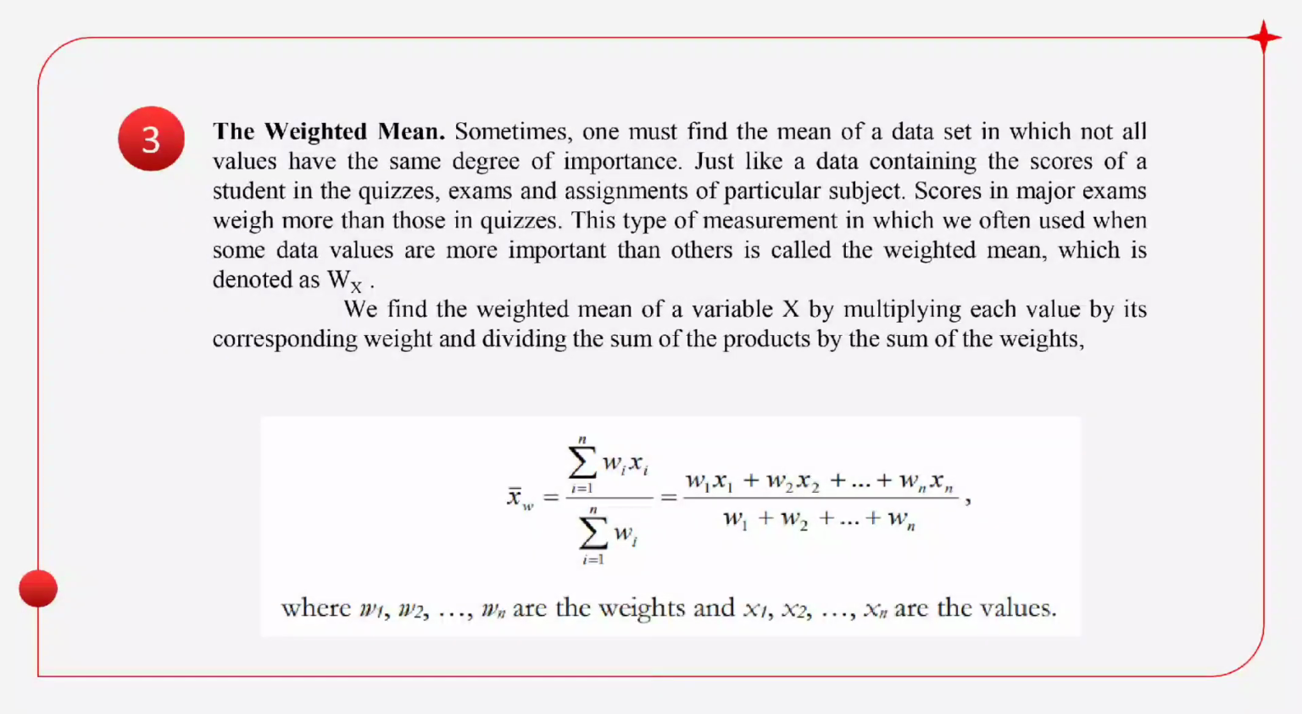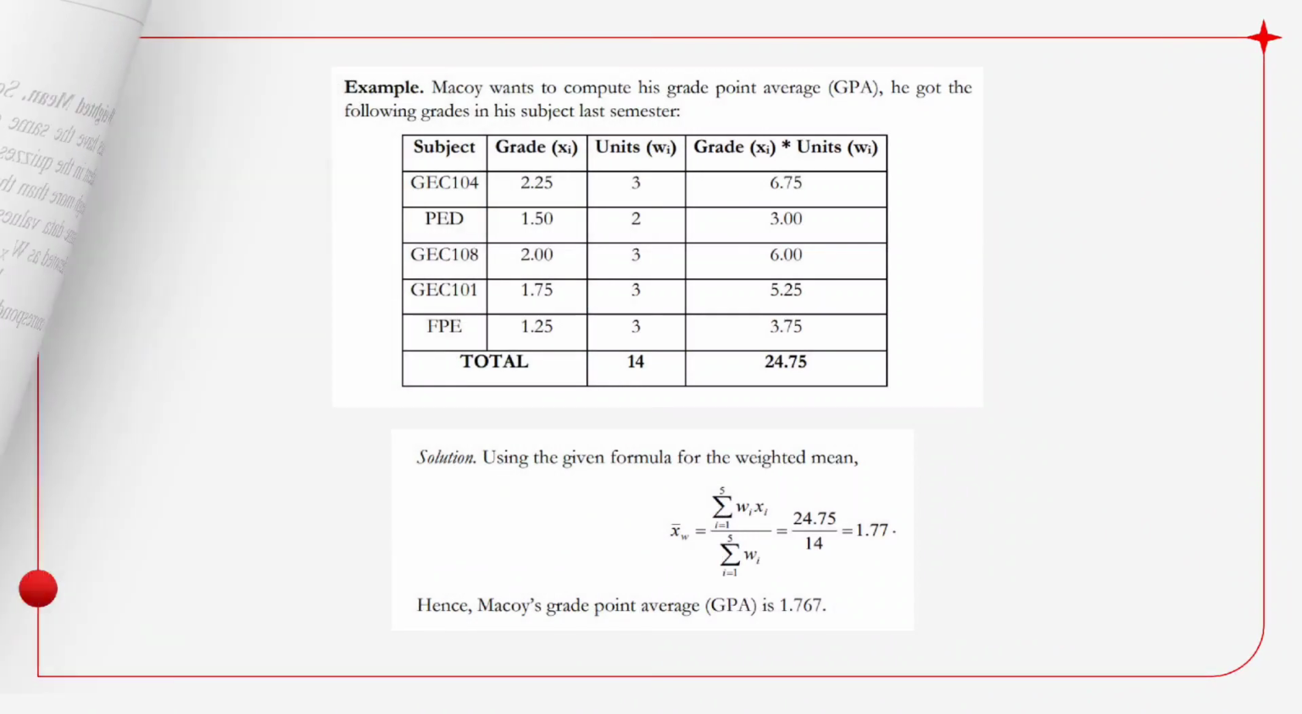We find the weighted mean of a variable x by multiplying each value by its corresponding weight and dividing the sum of the products by the sum of the weights. Example: McCoy wants to compute his grade point average, GPA. He got the following grades in his subjects last semester. Solution: using the given formula for the weighted mean. Hence, McCoy's grade point average, GPA, is 1.767.